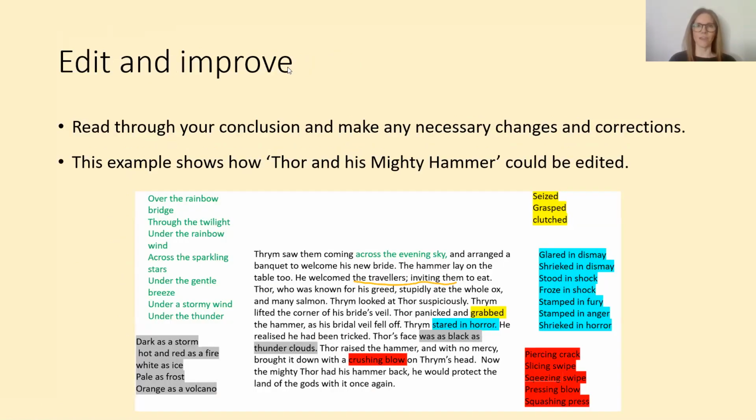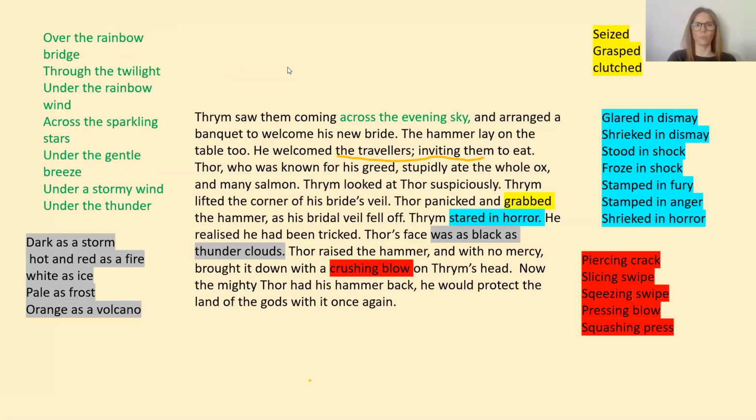Now you've written everything, you're going to do your final piece of editing and improving. So you're going to look at your conclusion exactly like we have done for the previous days with the middle and the introduction, and see if there are any errors and if there are any corrections that you need to be making in your writing. So look at these examples again about Thor and his mighty hammer. This is one way, like I've said before, that you could be editing your work. Okay, that was the last slide there.